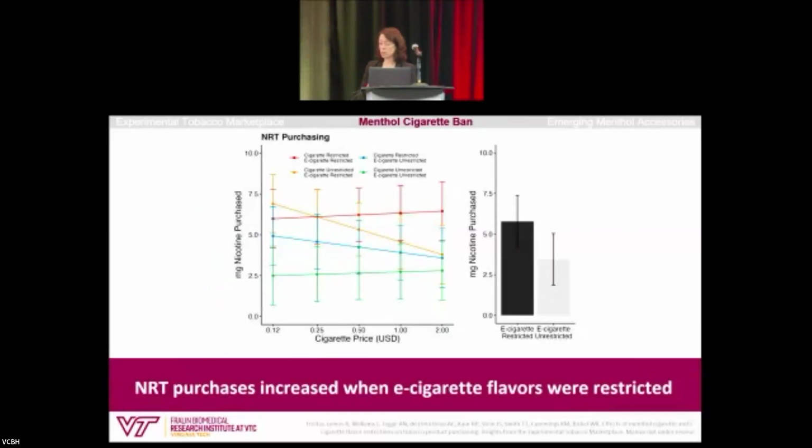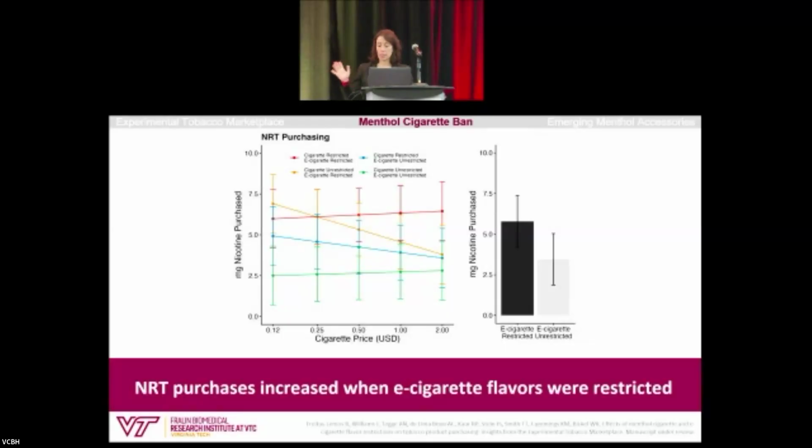And from a policy perspective, this is where behavioral economics becomes really important. Cigarette taxes or flavor restrictions in cigarettes alone are unlikely to increase NRT use, but instead we may need coordinated policies. For example, restricting flavored e-cigarettes combined with making NRT more accessible or attractive could encourage smokers to turn to the cessation tools.